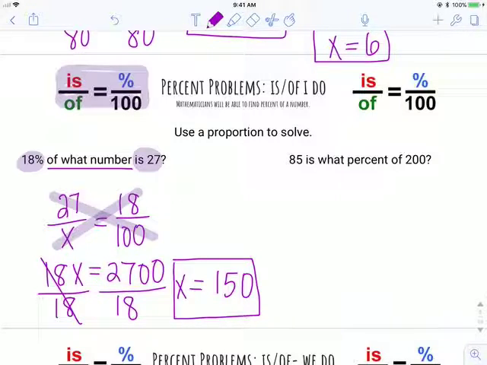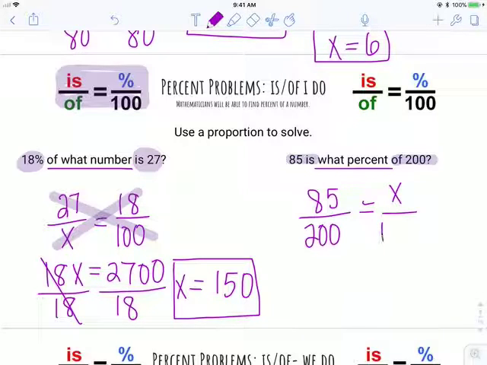So this next one, you're going to notice that I've been talking about how the number comes after is or after of. When you read through this one, 85 is what percent of 200? I can automatically see the of 200, and I'm looking for what percent, because that's the question. This one's just a little different. The is is with the 85. It just happens to be that the 85 comes before the is. So I know my is number is 85. I know my of number is 200 there at the end of the question, and it's asking me to find the percent. So the percent is x over 100.